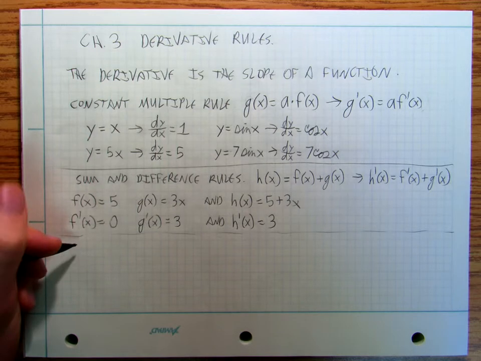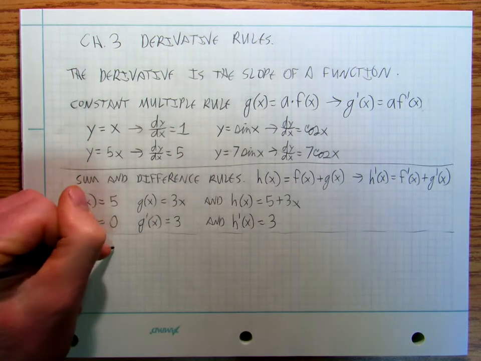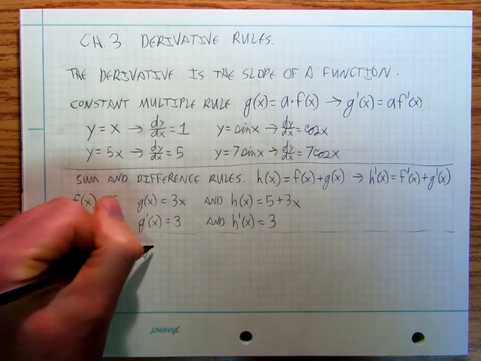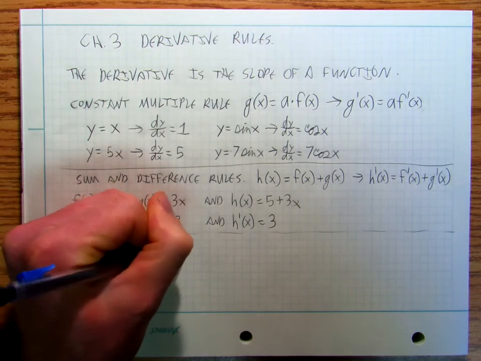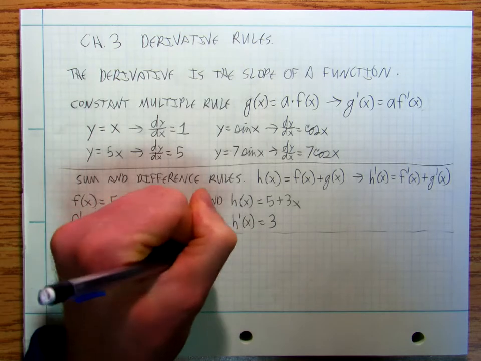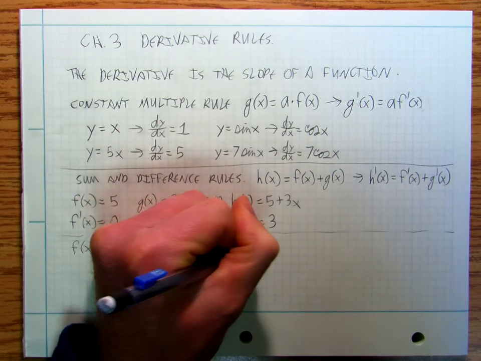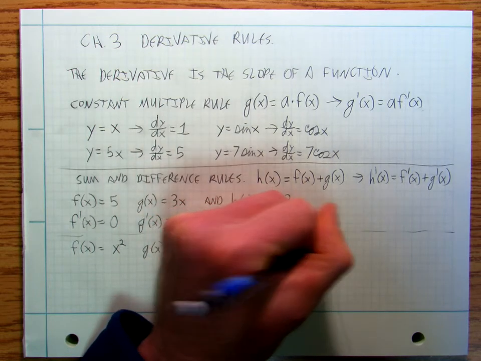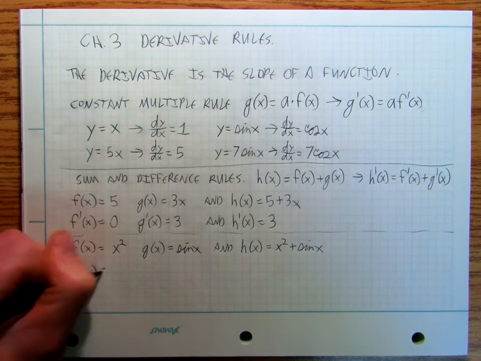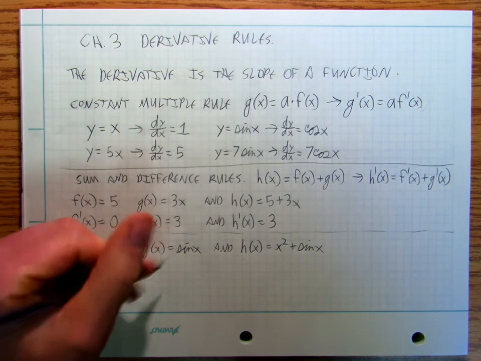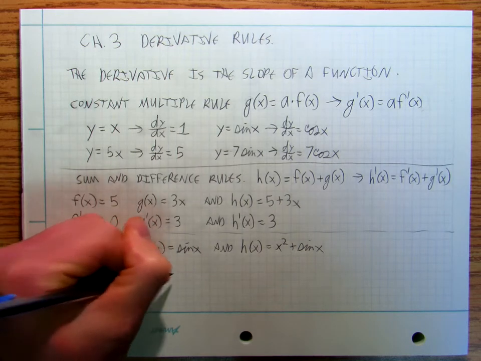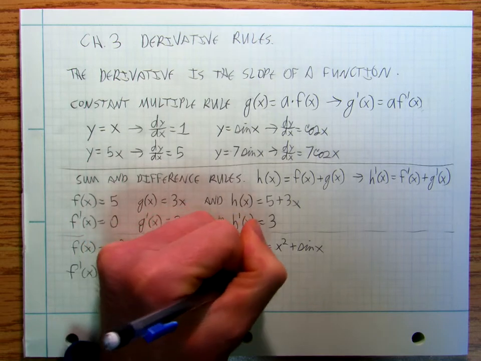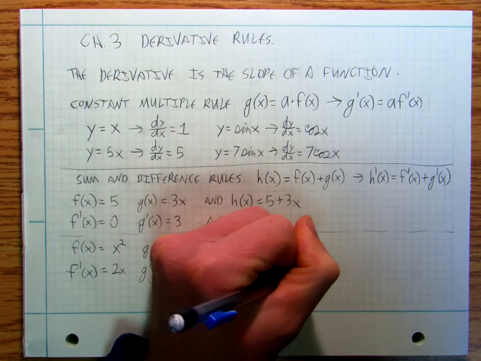Or let's do one other thing. Let's say that f of x is equal to x squared, and g of x is equal to sine x, and h of x is equal to x squared plus sine x. Then f prime of x is equal to 2x. g prime of x is equal to cosine x. And h prime of x is equal to 2x plus cosine x.